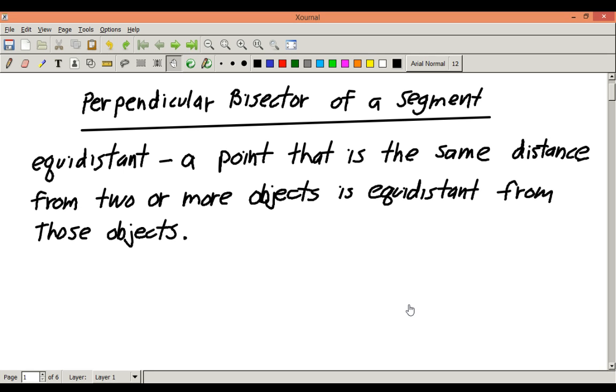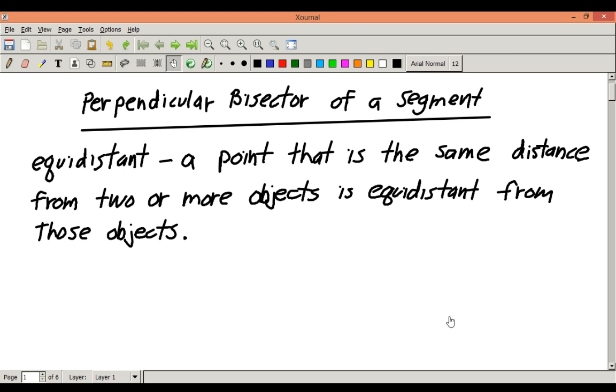Okay, welcome back, everybody. We are starting a new unit in geometry on the properties of a triangle, and the first topic of that unit is perpendicular bisector of a segment. So in this video, we're going to learn some new vocabulary. We're going to have a couple theorems that we're going to prove, and three examples which should help you get on your way to understanding this topic.